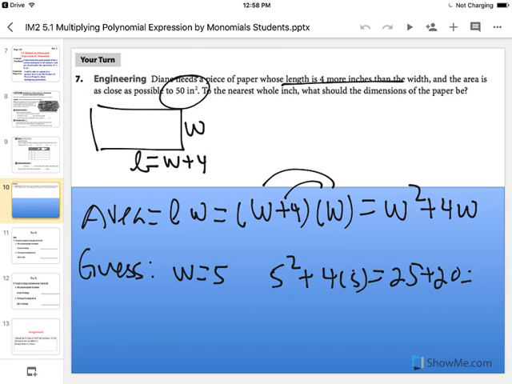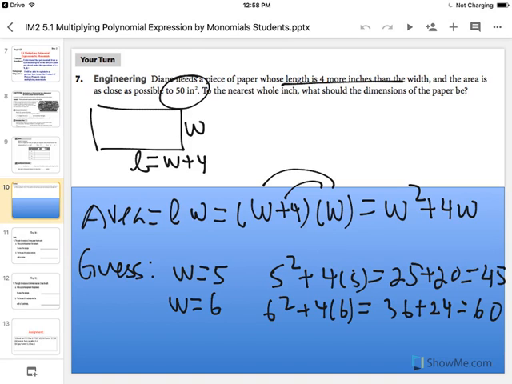Let me make that neater. Right, so let's say we guess when W is 6, so we have 6 squared plus 4 times 6. So this is 36 plus 24. So this gives us 60, which we know is more than 50.